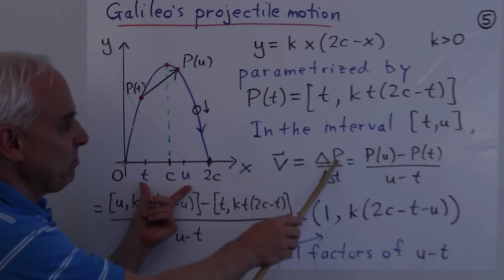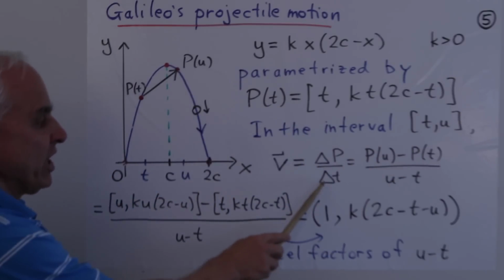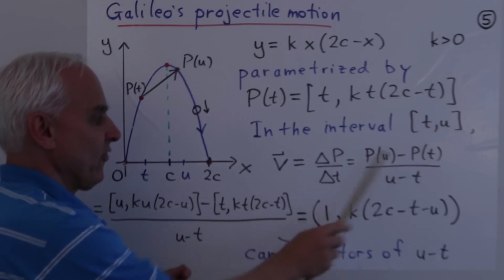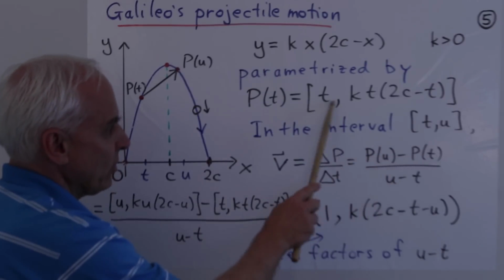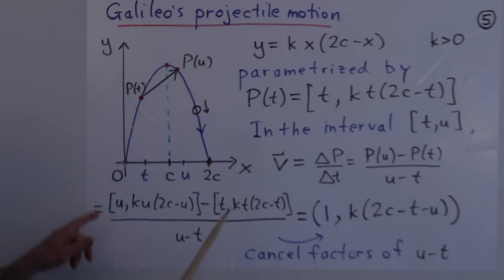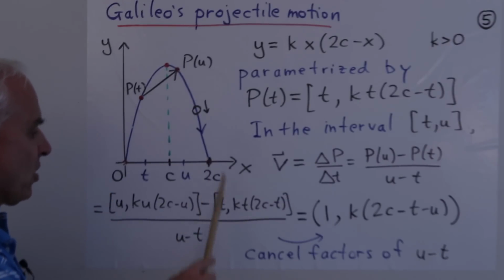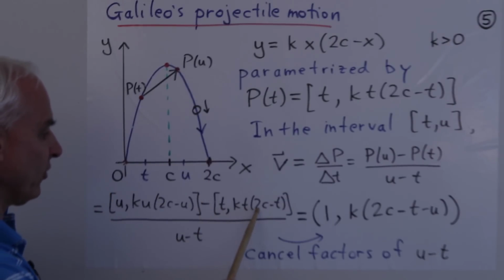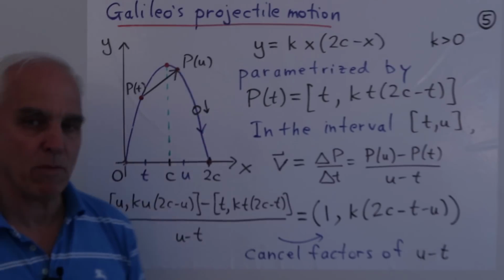And so the change in p is going to be p of u minus p of t, while the change in t is just u minus t. Now these are actual points that we know exactly what they look like. So here is p of u, comma, k u times 2c minus u. And here is p of t, comma, k t times 2c minus t. And we have to divide all of that by u minus t.